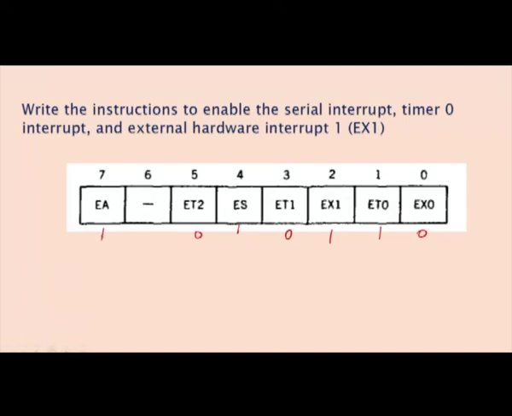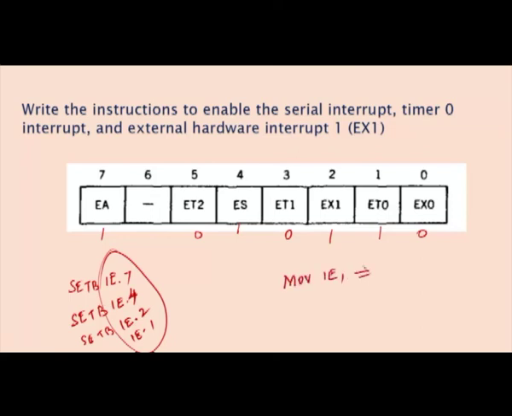By instructions, you can write the program: SETB IE, which is the interrupt enable, then SETB IE.4, which is the serial port, then SETB IE.2, then IE.1. This way you can activate the corresponding interrupts. Or you can give MOV IE, and its equivalent hex word, which is 96H. So, either by a single instruction you can activate, or by using bit access.